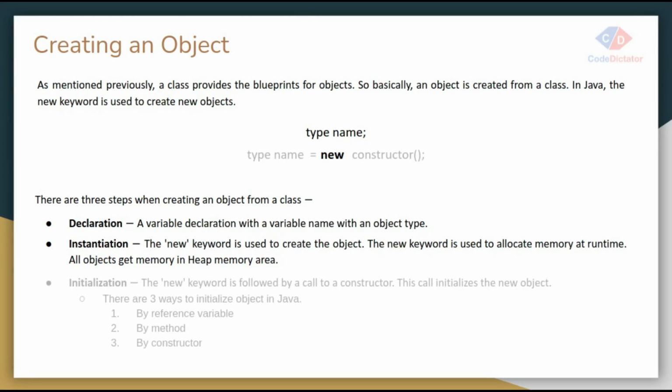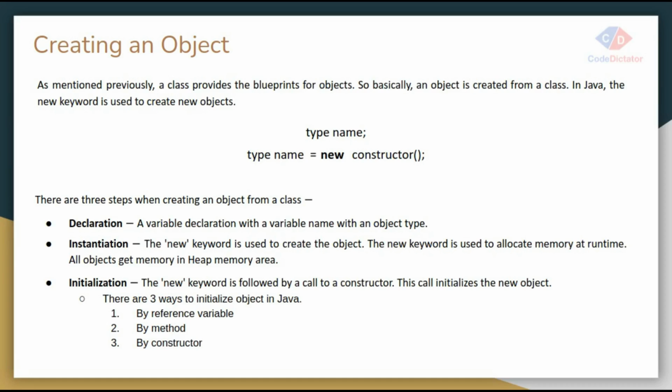And then it comes to initialization. Initialization is basically allocating values to the memory or space, whatever we did in the declaration part. So you are just assigning those values to the declaration part. There are basically 3 different ways to initialize your object: by reference variable, by method, or by constructor.